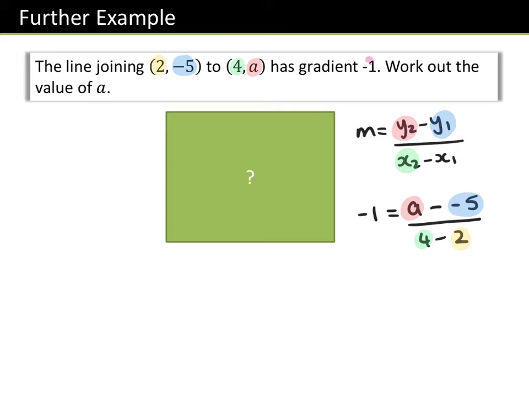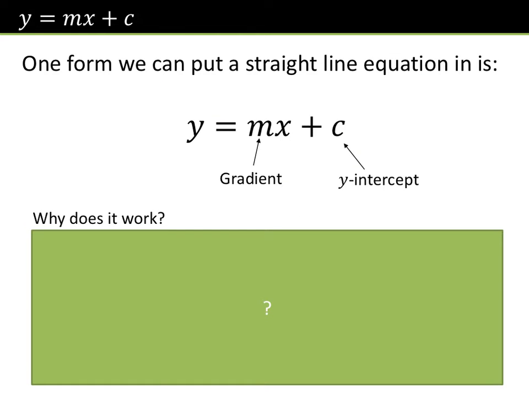Let's get a pink. Okay, so we've substituted everything in and then you just need to work it out. So we're going to get minus 1 equals a plus 5 over 2. So minus 2 equals a plus 5. So a equals minus 7. Perfect.